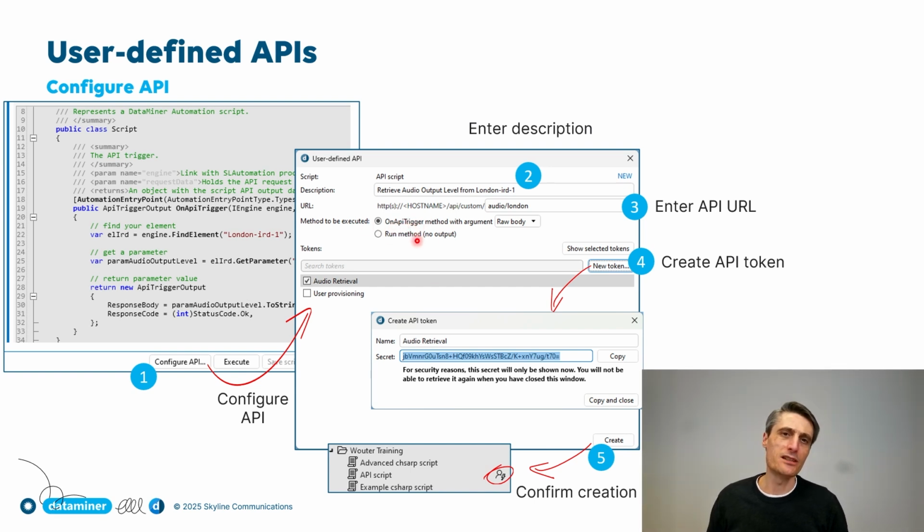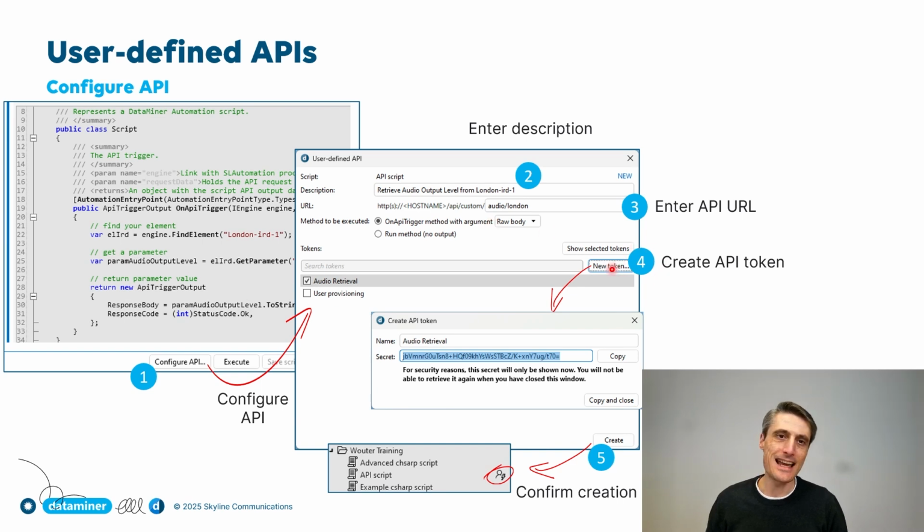There is also a possibility to execute the run method that we have in existing automation scripts, but the problem with that one is that there is no possibility to return any output. So not the most ideal way. It's just to trigger something, but not to get a response back. So you typically need to go for that on API trigger.